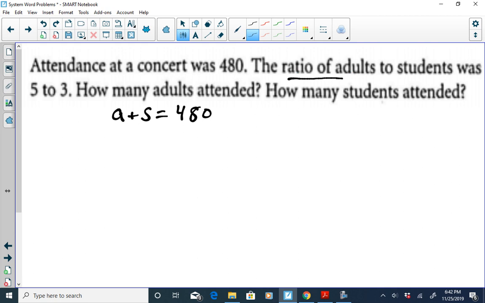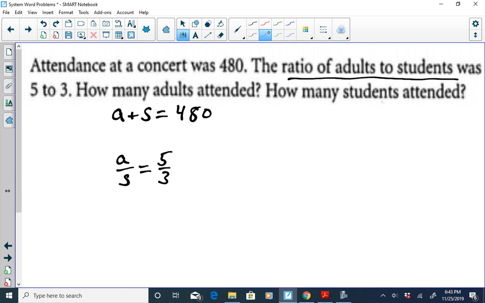The ratio of adults to students. So I would write adults to students as a ratio. So that's as a fraction. Adults is the top of the ratio, students is in the bottom. All right, so that ratio was 5:3. So there's my second equation. It's actually a proportion, 2 equal ratios.